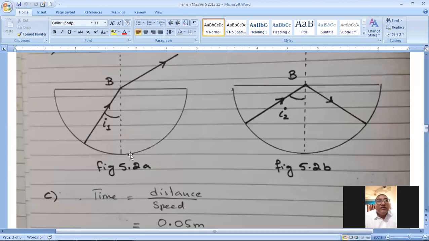So question number 5. So here you see. In figure 5.2a you see the light entered into the air but it bent away from the normal. In figure 5.2b, the angle of incidence was more than the critical angle. So the process of total internal reflection took place. So angle of incidence and angle of reflection are equal. So light is totally internally reflected here. I hope that you have understood these diagrams.